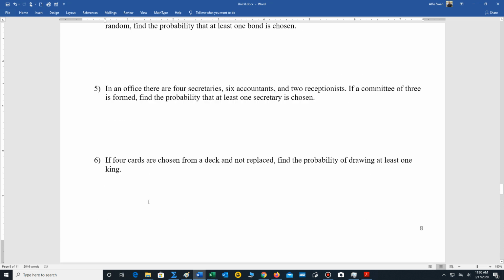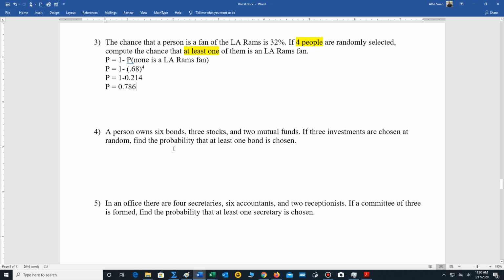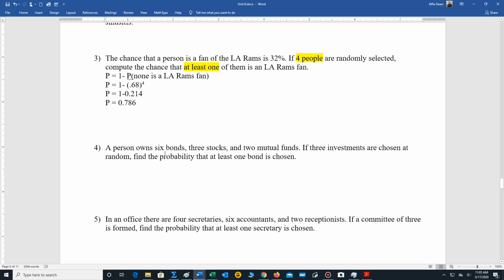Okay, so let's move on to another problem. We'll go ahead and work out problem number 4 here. This would be an example of dependent events because now we have a limited number of items. Let me just read the problem first. A person owns 6 bonds, 3 stocks, and 2 mutual funds. If 3 investments are chosen at random, find the probability that at least 1 bond is chosen. So here we only have 11 items, right? We have 6 bonds, 3 stocks, and 2 mutual funds, whereas in problem 3 we were selecting from a larger population. So we're going to be using dependent events here.